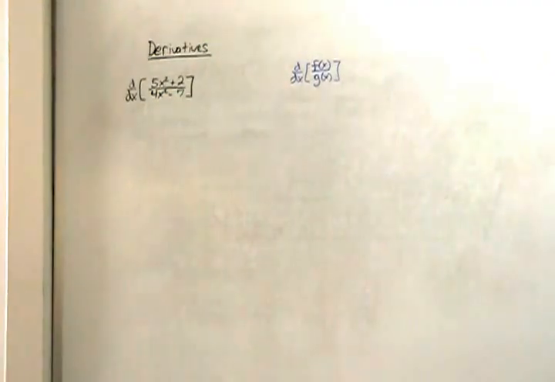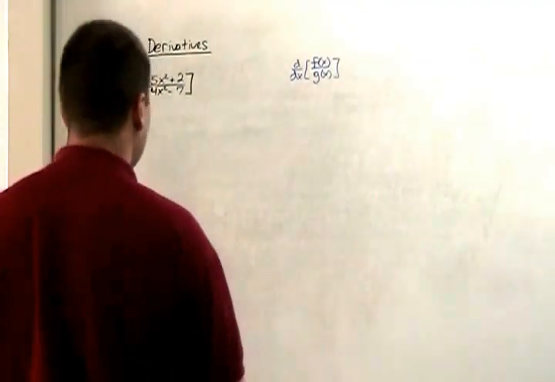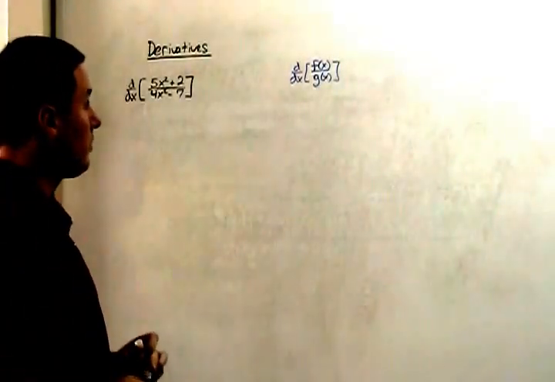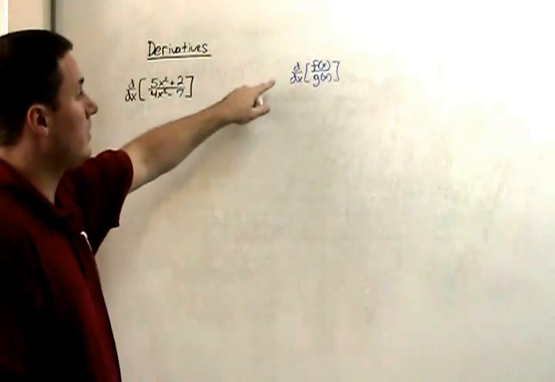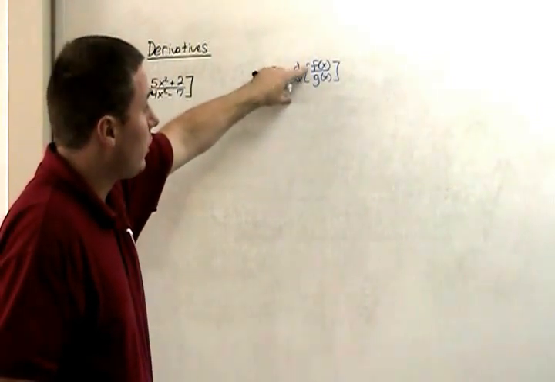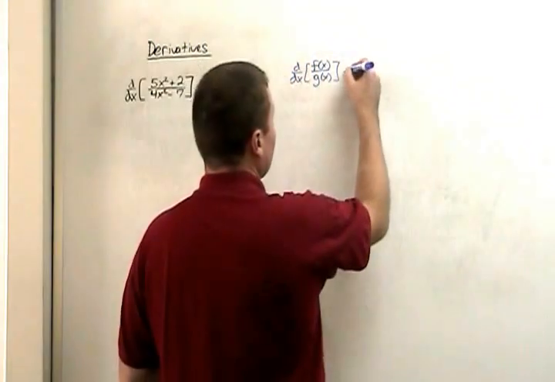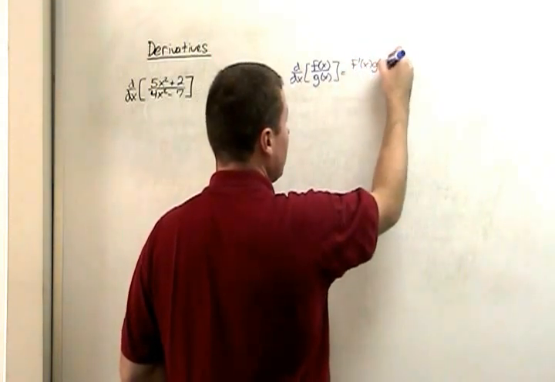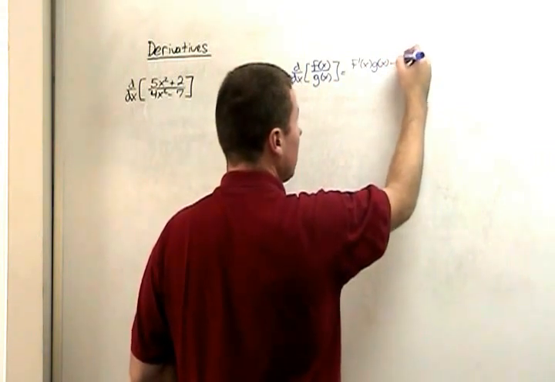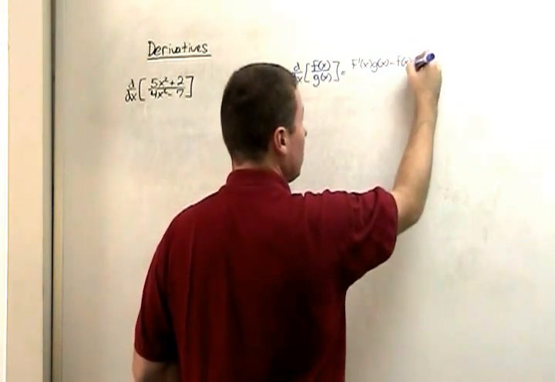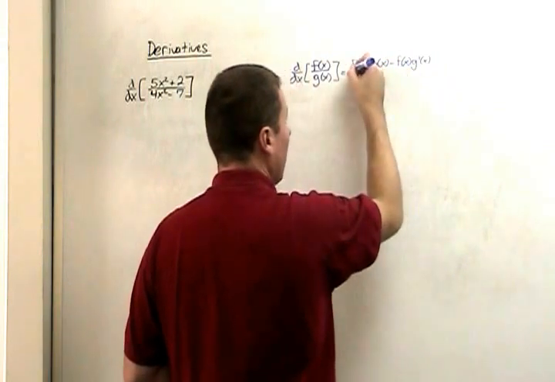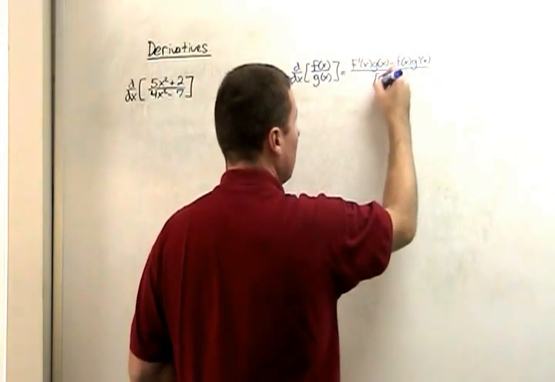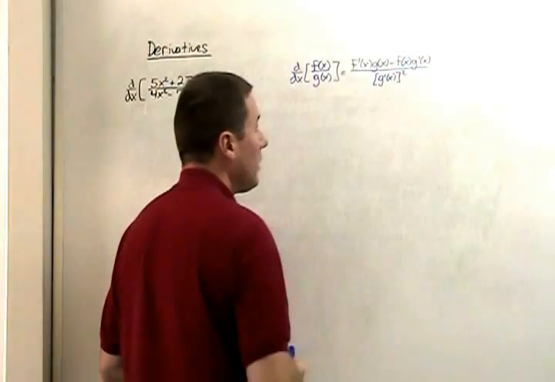All right, and now we're going to do some quotient rule. We just did product rule, so it makes sense to do quotient rule. Now, quotient rule is the derivative of one function over another equals f prime of x, g of x, minus f of x, g prime of x, all over g of x, the whole thing squared.